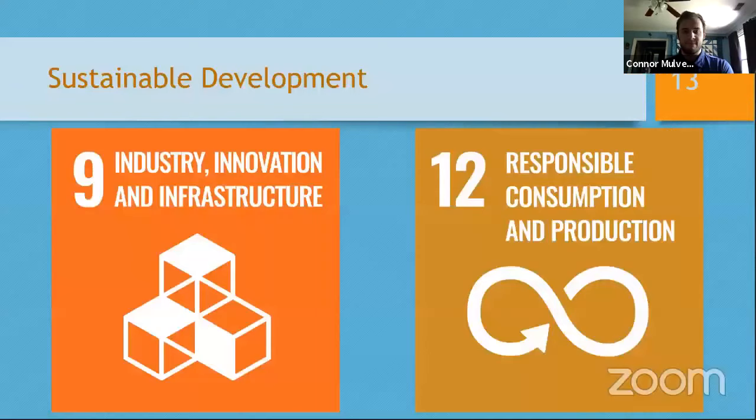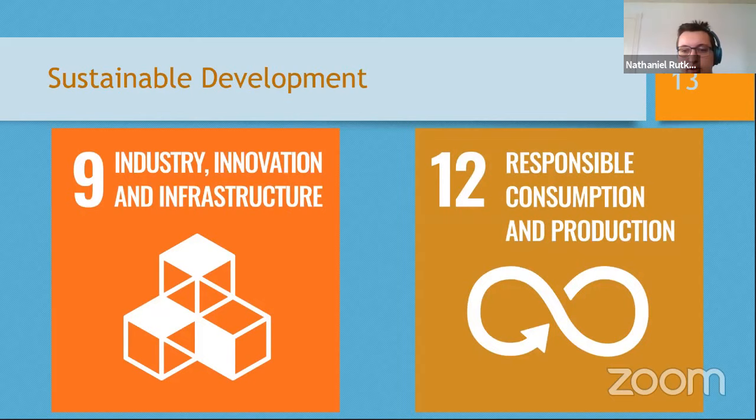So throughout our project, we kept two of the United Nations Sustainable Development Goals in mind. Goal 9, which is to build resilient infrastructure, promote inclusive and sustainable industrialization, and foster innovation. And goal 12, which is to ensure sustainable consumption and production patterns.